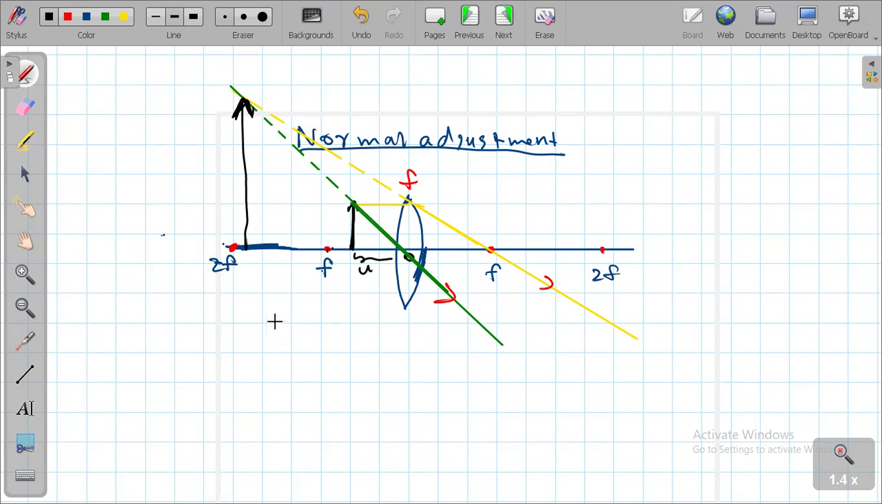Finally it will form the image at D, the minimum distance of distinct vision. V equals D. That means the final image is at D. Final image is at D. Okay, draw this. So this angle, I'll mark it as alpha.